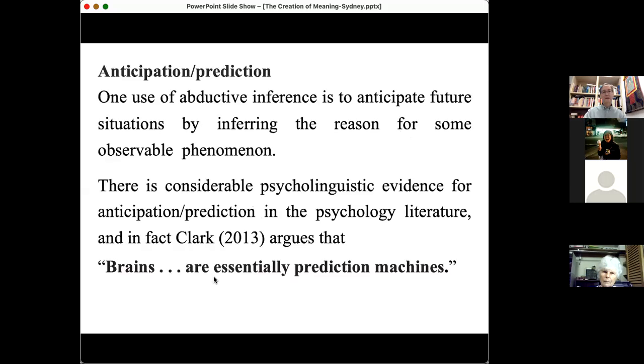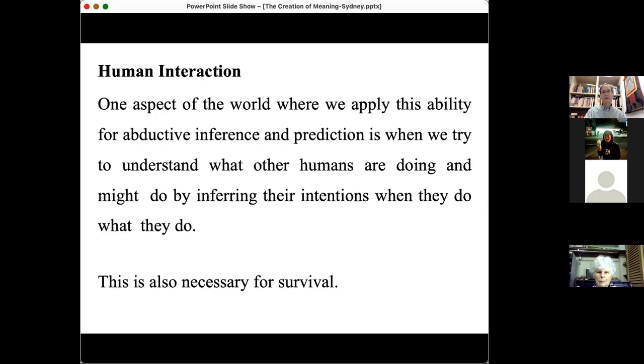Thanks. So another aspect of this, or one use, I should say, of abductive inference is to anticipate future situations by inferring the reason for some observable phenomenon. There's considerable psycholinguistic evidence for anticipation, or sometimes called prediction, in the psychological literature. And in fact, Andy Clark argues that brains are essentially prediction machines. And I'll come back to this and its use in communication later.